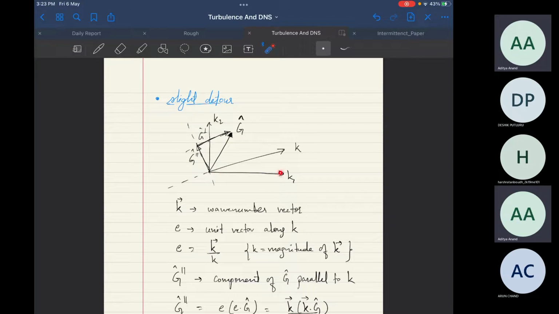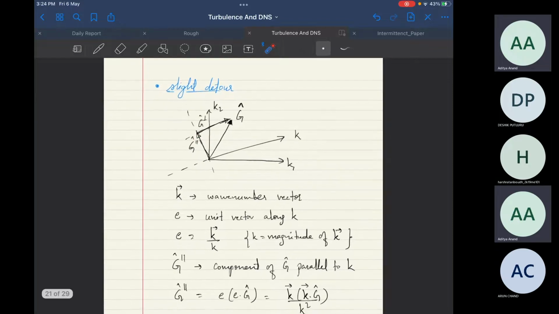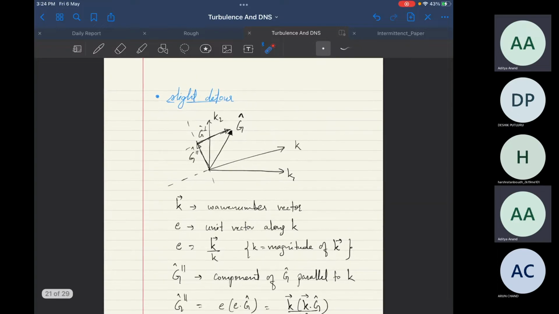Okay, so let's consider a domain of wave number vectors k1 and k2. So we have these two perpendicular bases, k1 and k2, and your wave number vector is this. You have this k vector, and this random vector g hat will have a component parallel to this k vector and a component perpendicular to this k vector. We'll look at the expression for these two components. Okay, so this k is your wave number vector, and let e be the unit vector along k. So e would be your k vector divided by the magnitude of the wave number vector.